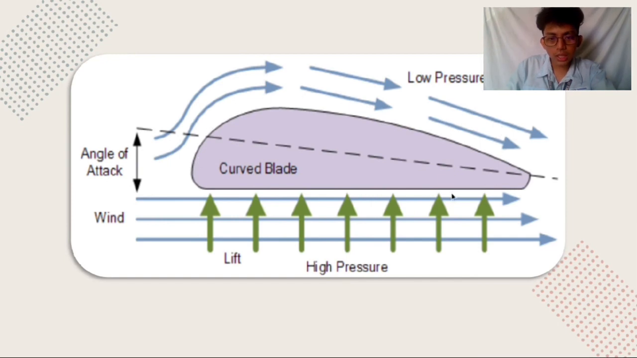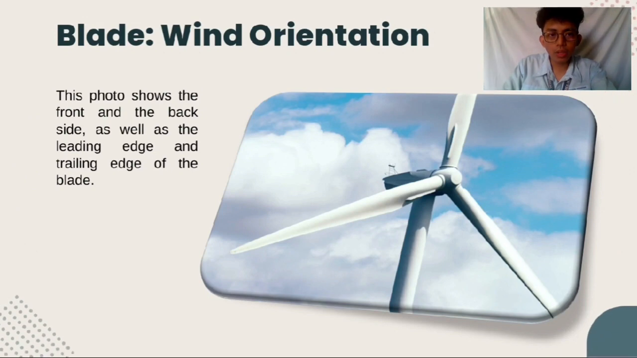So, understanding this, pag nakita natin ang wind turbine, malalaman natin kung saan umiikot ang blade na to kapag nakita natin kung saan mas less curve. Kasi, doon nagbibuild ang high pressure at pupush nito papunta sa low pressure kung saan mas more curve. So, next is blade wind orientation. So, understanding the previous discussion, malalaman natin kung saan ang backside and front side ng isang wind turbine. And malalaman din natin ang leading edge and trailing edge.